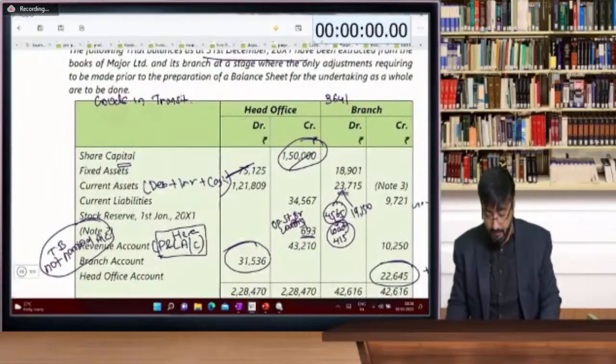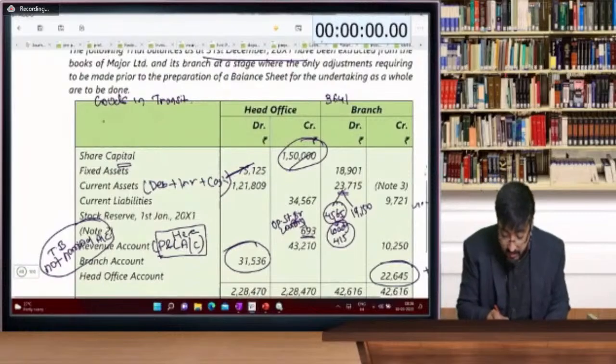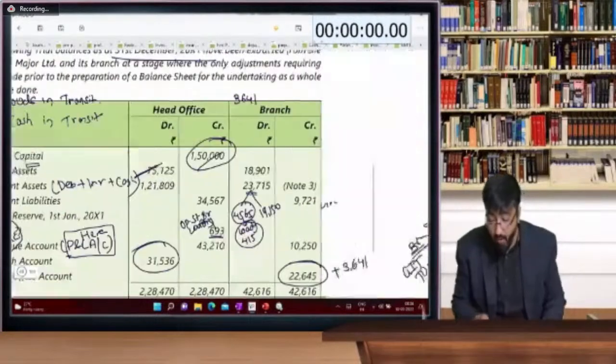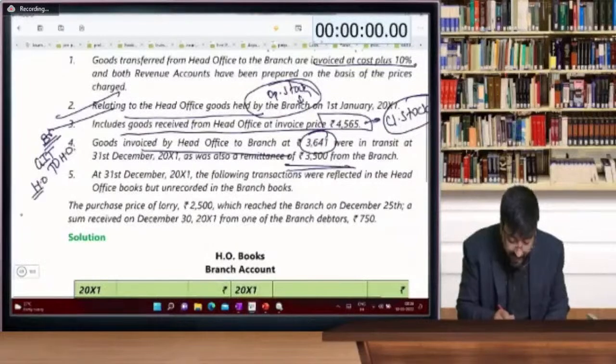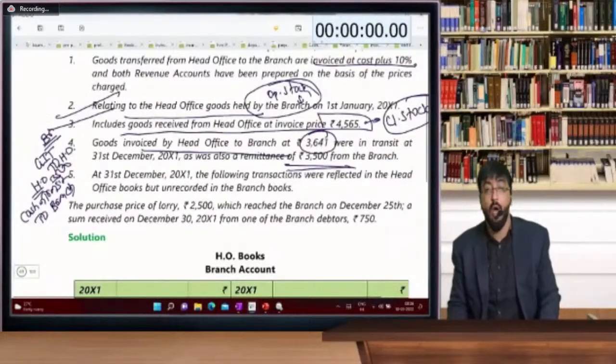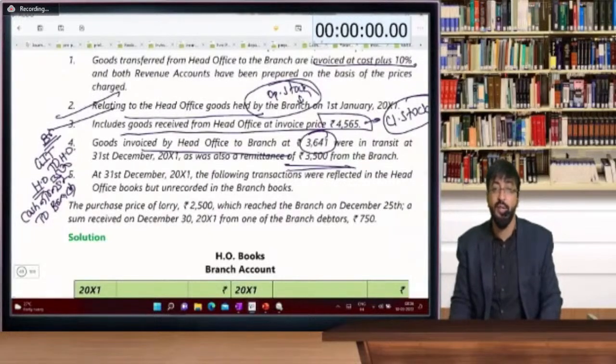Similarly, cash in transit. Who will record this cash in transit? Head office. In the head office books, 3500: cash in transit account debit to branch, 3500. So update your trial balance now. Yes, you only update your trial balance and check the answer. Update your trial balance. Cash in transit to branch.